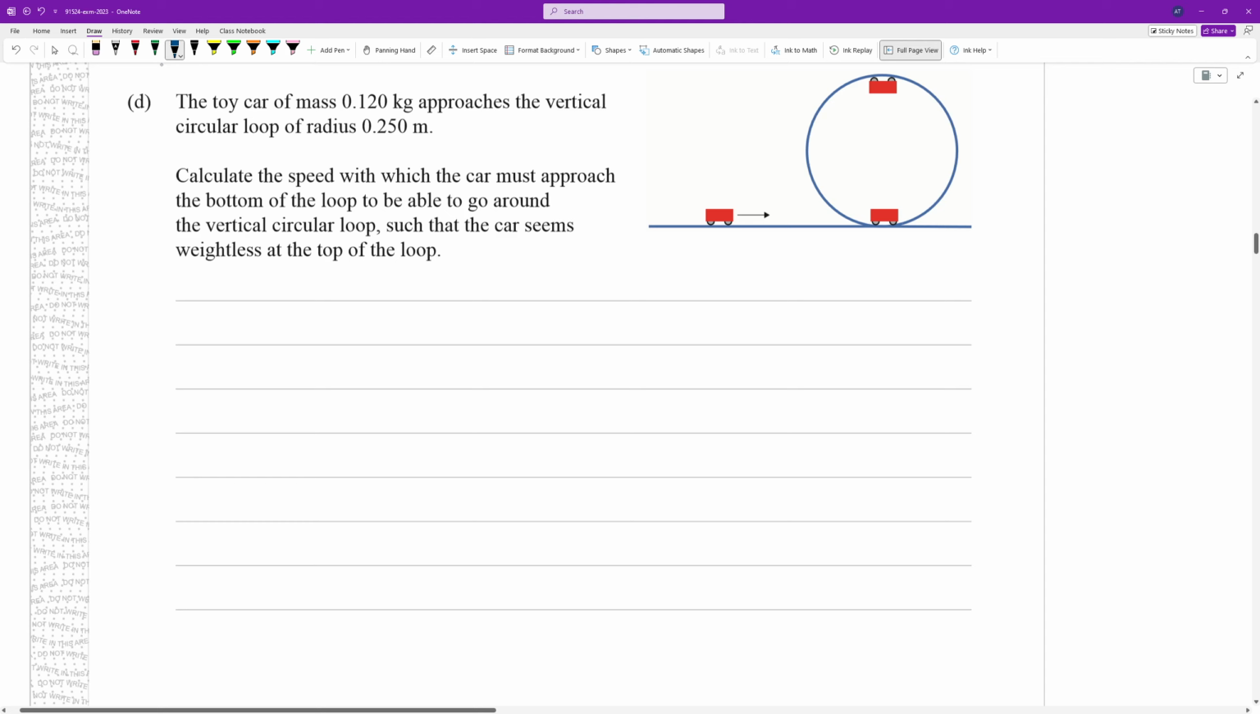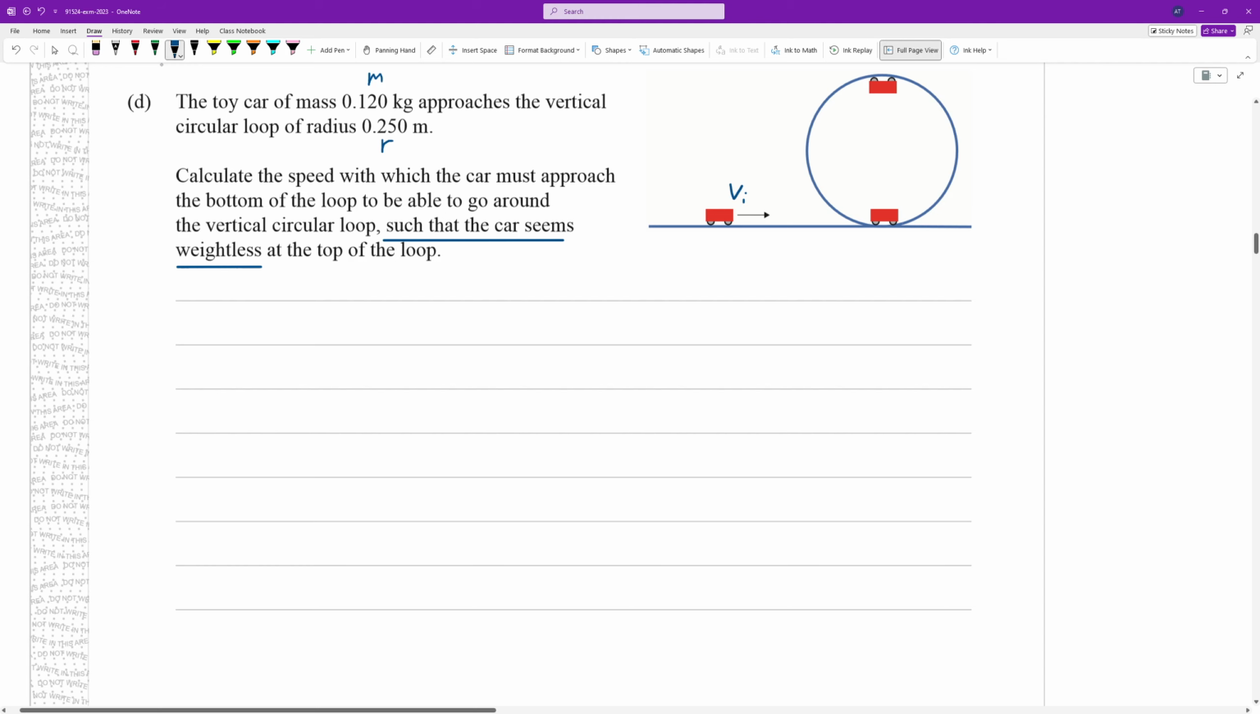Very generous. The toy car has a mass. Great. Who would have thought? And the vertical loop has a radius of 0.25. Calculate the speed with which it must approach the loop to be able to go around the vertical circular loop, such that the car seems weightless.